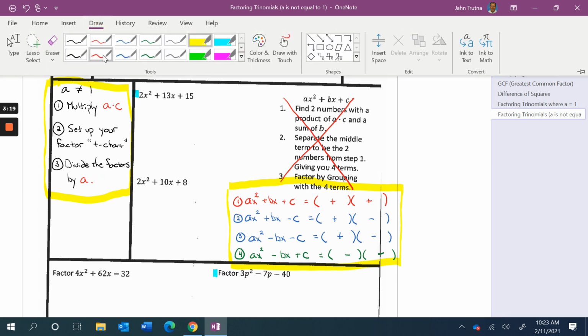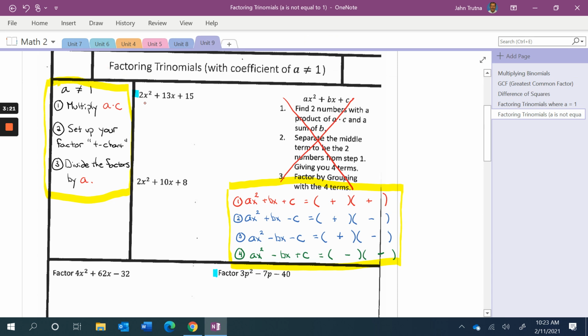Okay, so let's go ahead and dive into this. As you notice, there are problems that have a blue part next to them. Those are the problems that I'm going to go over in today's lesson.